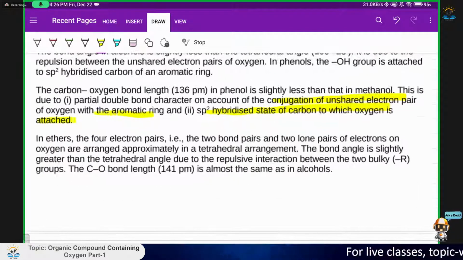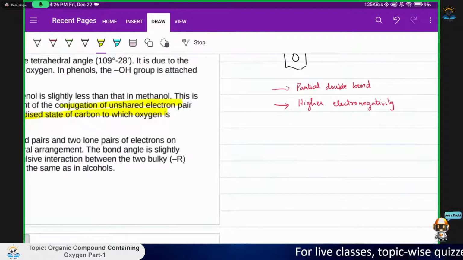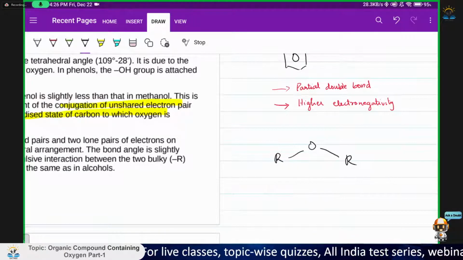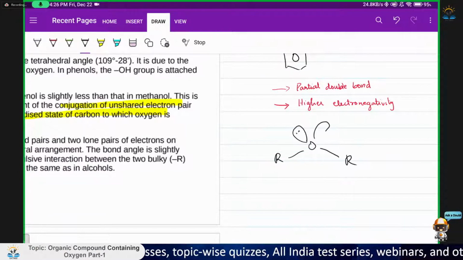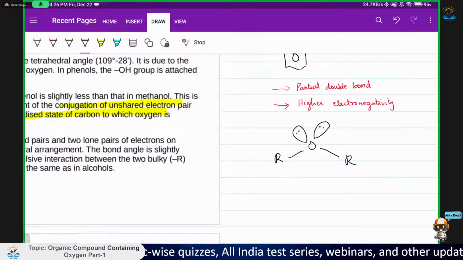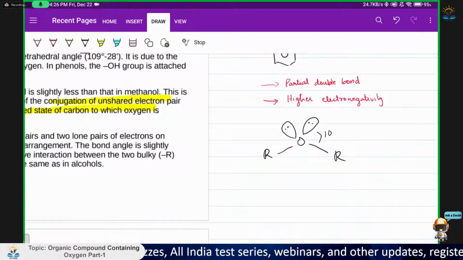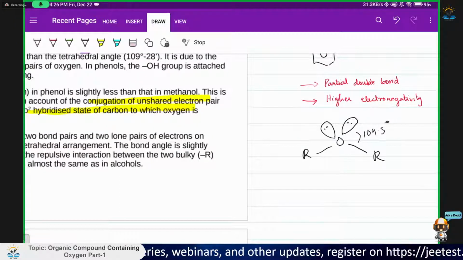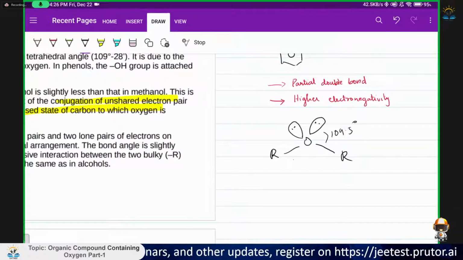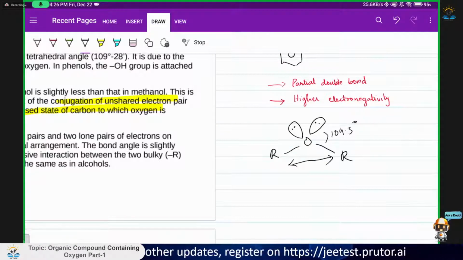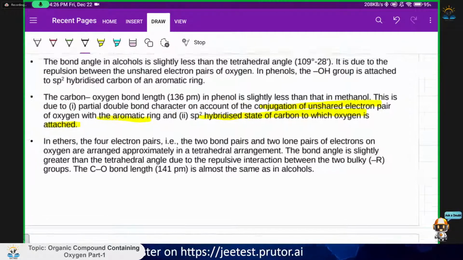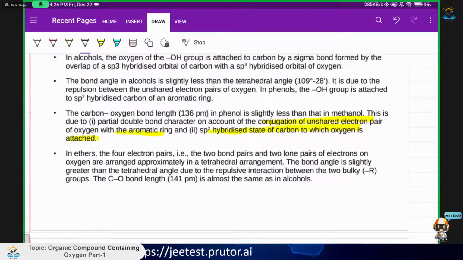So in ethers, how do we write it? R O R. We already know that oxygen has 4 electrons, 2 lone pairs there. So theoretically the bond angle should be 109.5 degrees, but we have seen that this angle is slightly higher than this. Because of what? Because of the repulsion between the bulky alkyl groups, the bond angle is slightly greater. The C-O bond length is almost the same as in an alcohol.